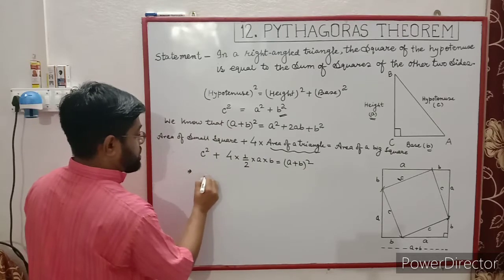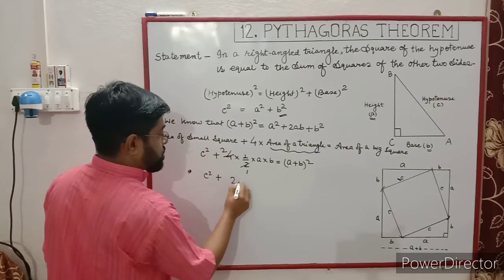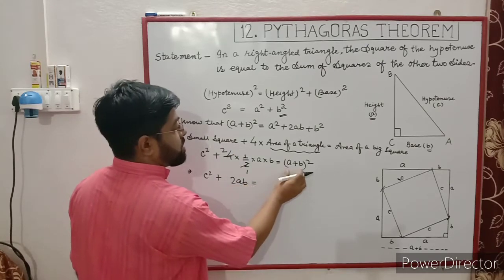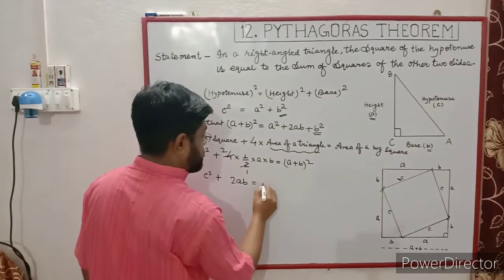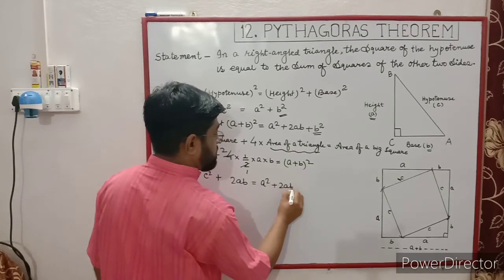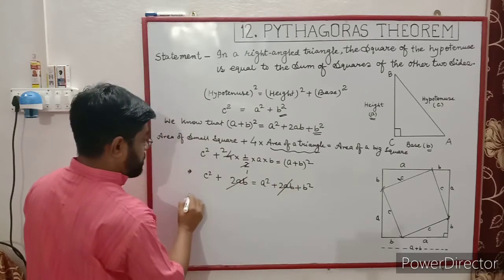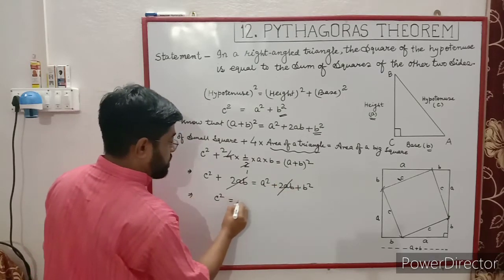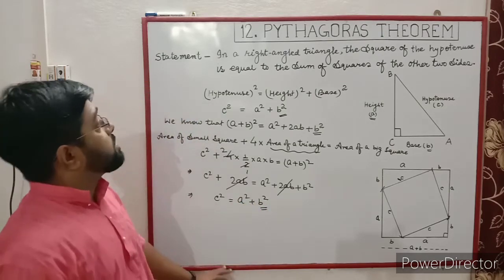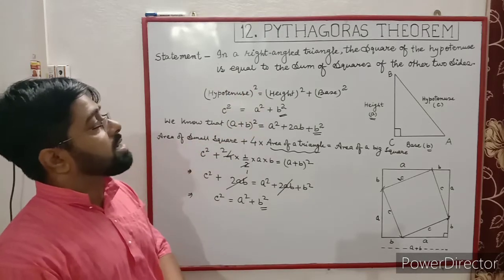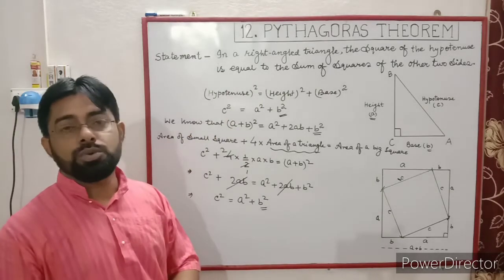Now C square plus twice of AB is equal to (A plus B) whole square, and we know that (A plus B) whole square is A square plus twice of AB plus B square. Now twice of AB cancelled out. So we have C square is equal to A square plus B square. Hence, in a right angle triangle, the square of the hypotenuse is equal to the sum of the squares of other two sides.